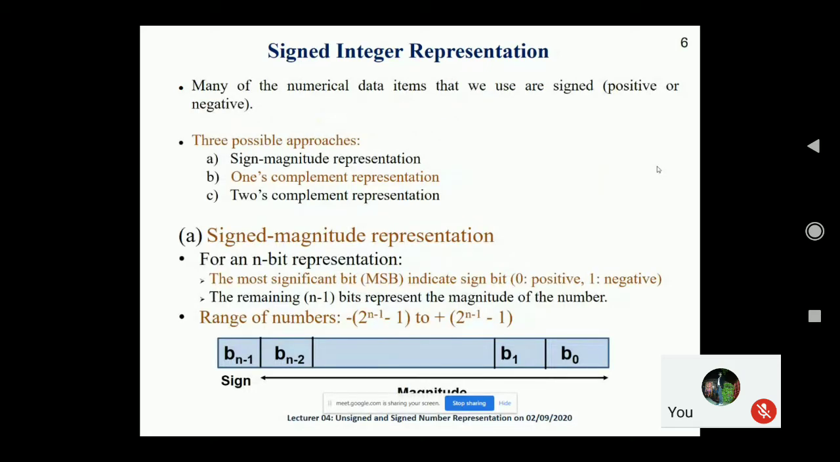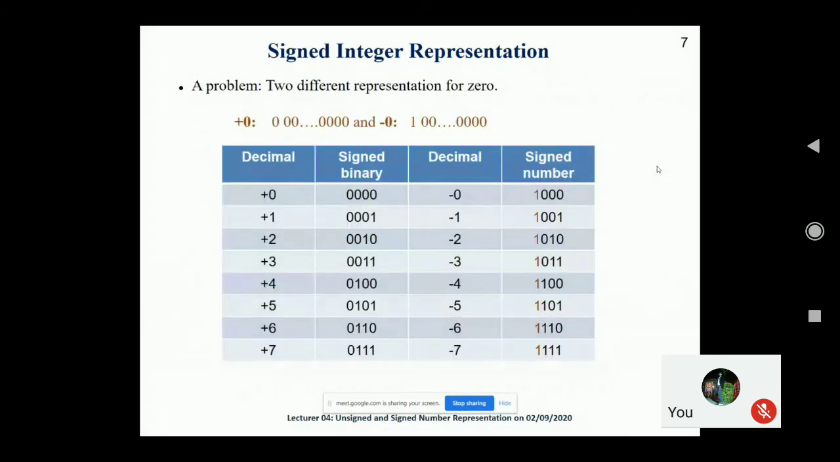So there are three possible approaches. One is called sign magnitude representation, the second is called ones complement representation, and the third is called twos complement representation. Sign magnitude representation we have already discussed. If any doubt, we'll discuss again in the next class, you can ask me. Now we are going directly to the ones complement representation.